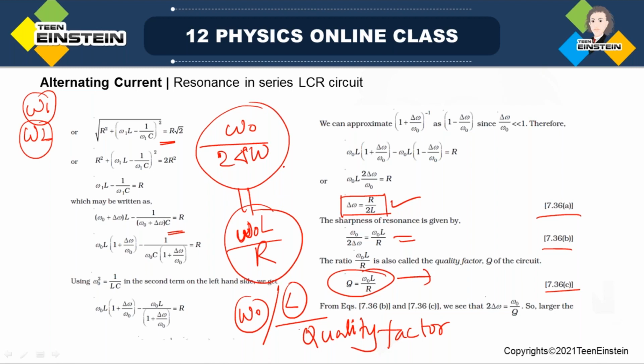So you learned a few terms here: natural frequency, bandwidth, then sharpness of resonance, which is defined by omega 0 by 2 delta omega, and quality factor, denoted by Q, that is omega 0 L by R. So this is all about sharpness of resonance.